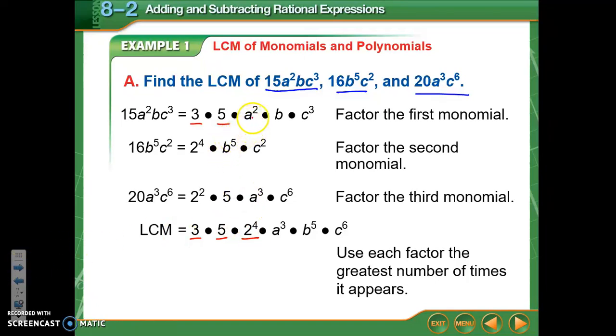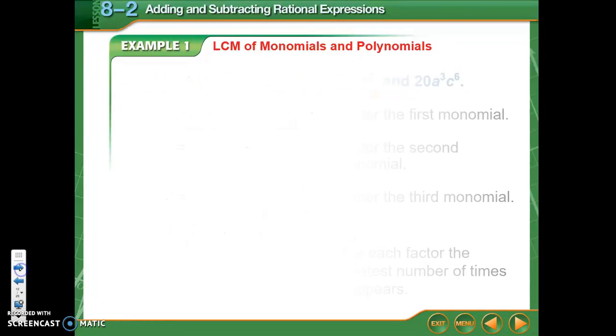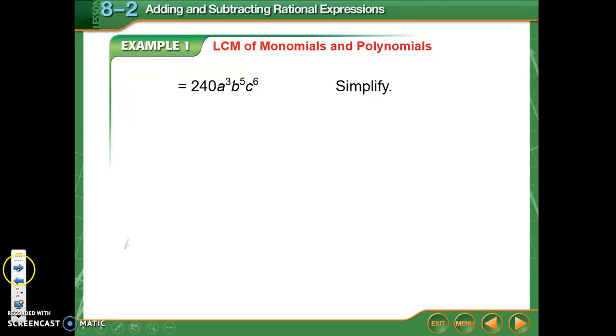And then I look at my variables. So I have a squared and a cubed, so I can write a cubed. And then I have b to the first, b to the fifth, so I use b to the fifth, because that's the greatest number of times it appears as a factor, and b divides into b to the fifth. And then I have c cubed, c squared, and c to the sixth. Again, where's the biggest? The one where c occurs the most times, c to the sixth. So my least common multiple is 240 a cubed b to the fifth c to the sixth.